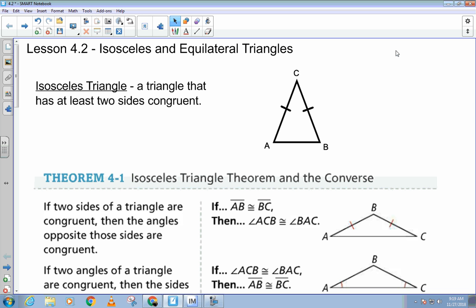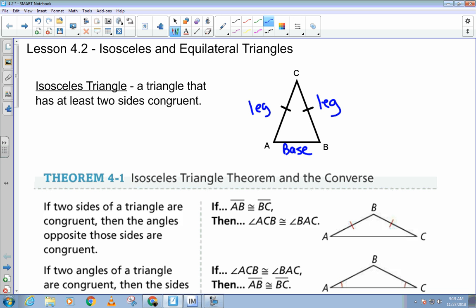So welcome to that. An isosceles triangle is a triangle that has at least 2 sides congruent. So any triangle where you have at least 2 sides congruent is considered isosceles. The 2 sides that are congruent are called legs. Okay? The other side is called a base.